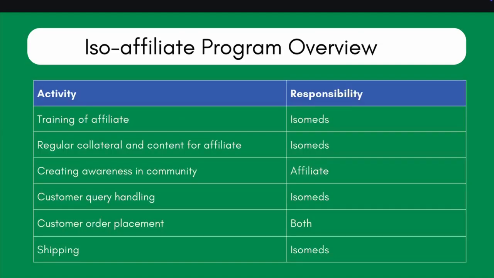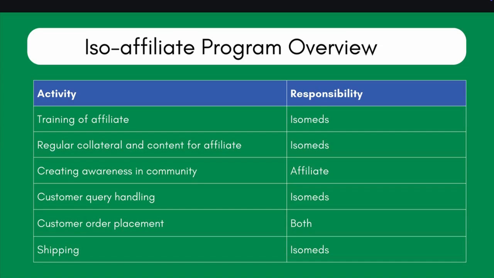Okay, so in the affiliate program there are basic responsibilities of everyone. Training of the affiliate is Isomed's responsibility. Collateral and content sending is Isomed's responsibility. First we send the digital collateral, like stories and videos that you can share with your friends and family, and a customer list, and then creating awareness in the community is the responsibility of the affiliate.